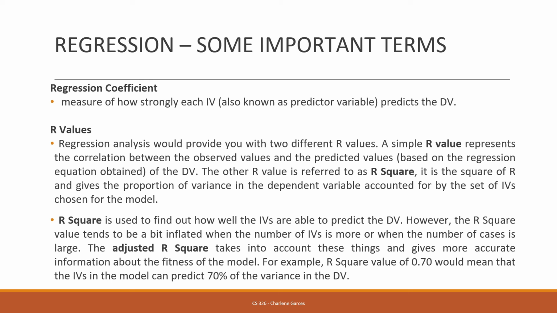Okay, and then the R square is used to find out how well the IVs are able to predict the DV. IV is the independent variable, and the DV is the dependent variable. However, the R square value tends to be a bit inflated when the number of independent variables is more, or when the number of cases is large. Again, the independent variable, or the IV, as long as it changes, it directly affects your DV.